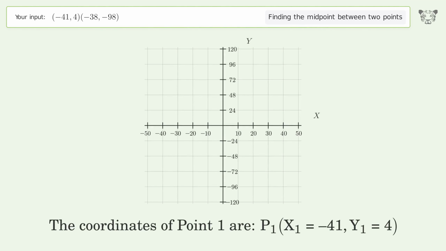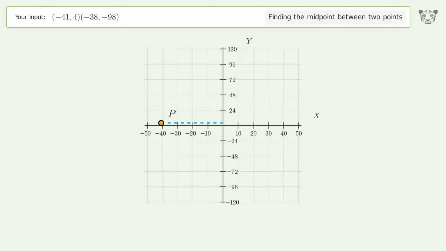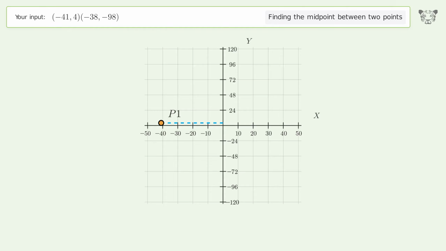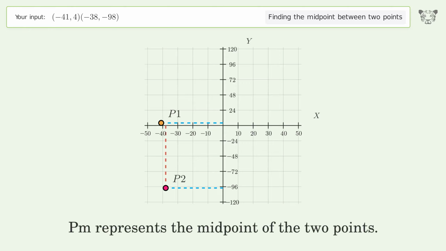The coordinates of point 1 are, x1 equals negative 41, y1 equals 4. The coordinates of point 2 are, x2 equals negative 38, y2 equals negative 98. PM represents the midpoint of the 2 points.